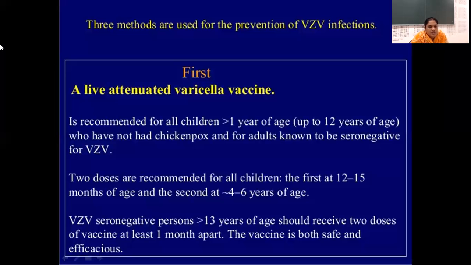So for the prevention of chickenpox, the first step is the live attenuated varicella vaccine. It is recommended for all children more than 1 year of age up to 12 years who have not had chickenpox, and for adults known to be seronegative for varicella zoster virus. Two doses are recommended for all children, first at 12 to 15 months of age and second at 4 to 6 years of age. Seronegative persons more than 13 years of age should receive two doses of vaccine at least 1 month apart.